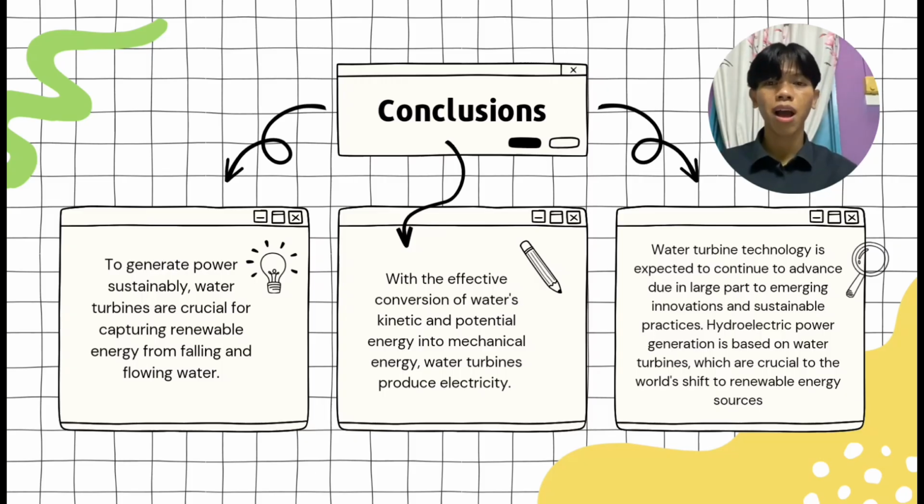So this is our last slide, which is conclusion. We can conclude to generate power sustainably, water turbines are critical for capturing renewable energy from falling and flowing water. With the effective conversion of water kinetic and potential energy into mechanical energy, water turbines produce electricity.